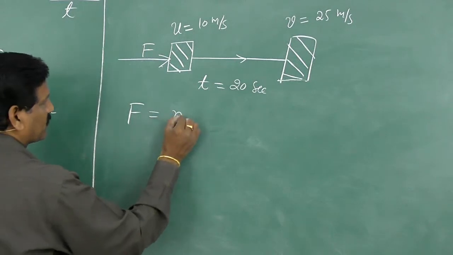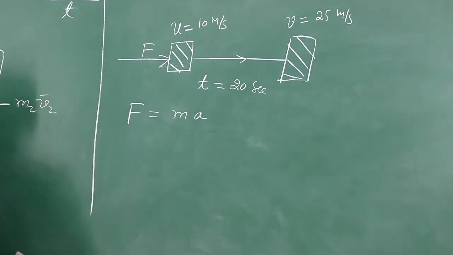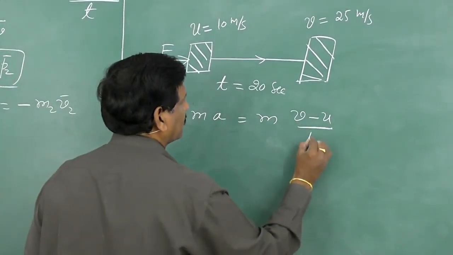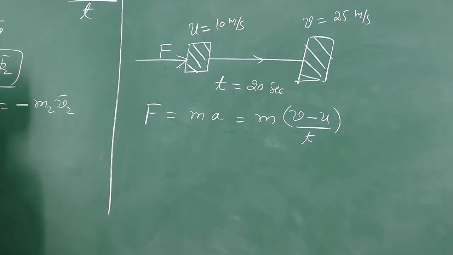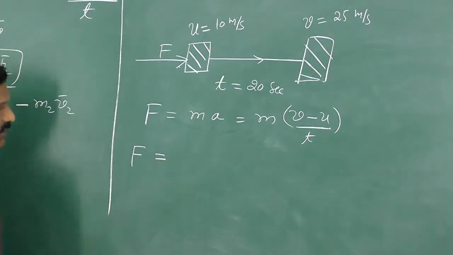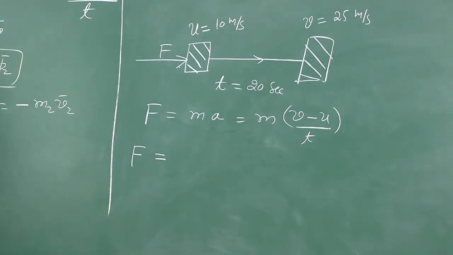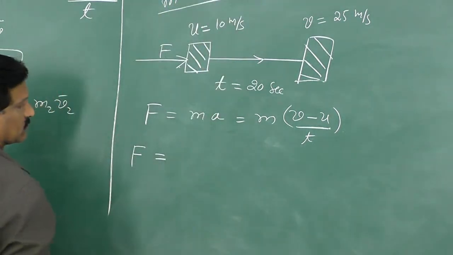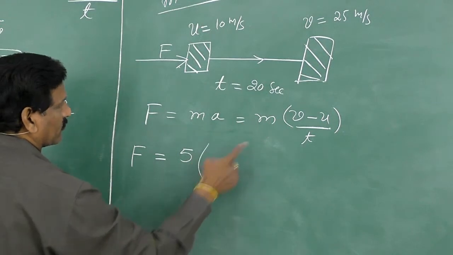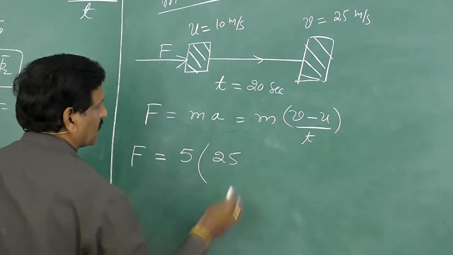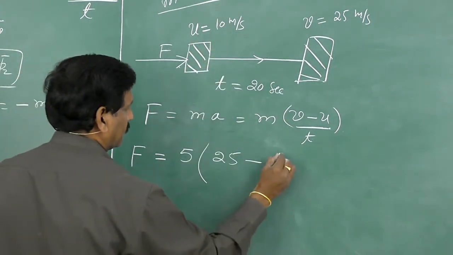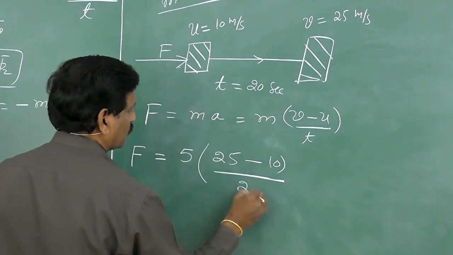So F is equal to ma, second law. a means v minus u by t. Mass into change in velocity by time. So F is equal to, here the mass of the body is given as 5 kg. So 5 into v, the final velocity acquired, 25 minus the initial velocity 10, by the time, here the time taken is 20.